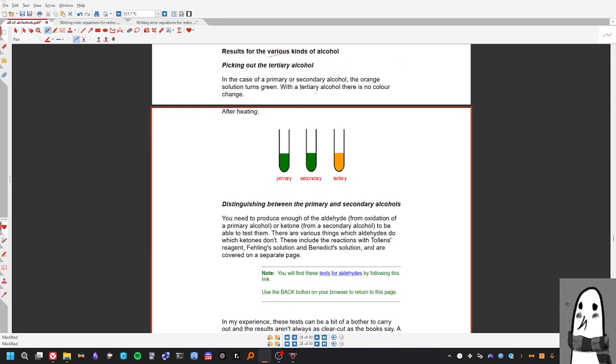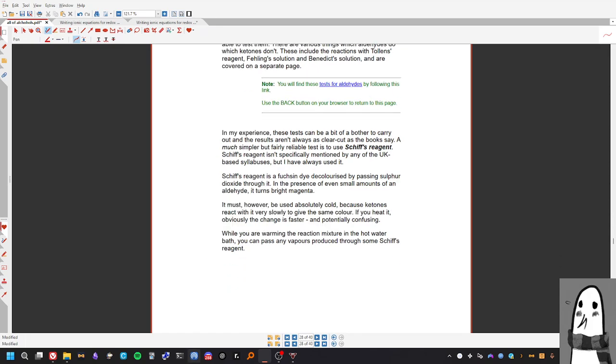Distinguishing between the primary and secondary alcohols therefore requires you to produce enough of the aldehyde from the oxidation of the primary alcohol, or ketone from the secondary alcohol, to be able to test them. There are various things which an aldehyde can do which ketones just can't. Of course, they're talking about just the partial oxidation, not the further oxidation. We're not bringing them all the way to COOH. Okay? And so these include the reactions with Tollens' reagent, Fehling's solution, and Benedict's solution, and are covered on a separate page. These are very important, and I will have to read through them.